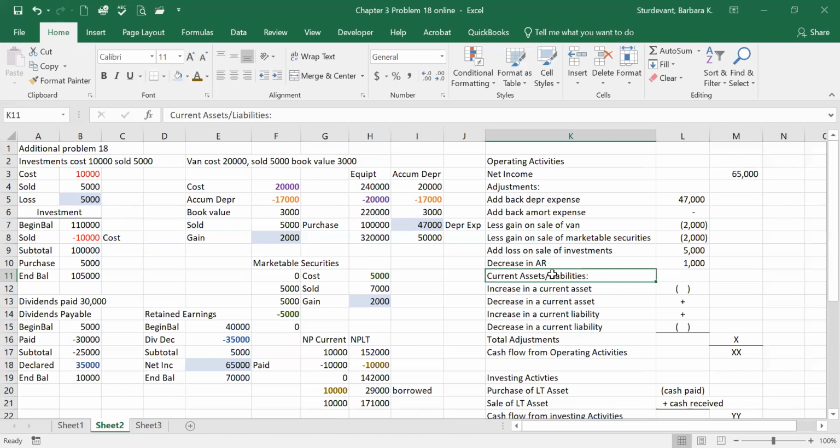All right, so we said any decrease in a current asset will do what to cash flow? It will be a gain in operating activities. Or it's added back in.